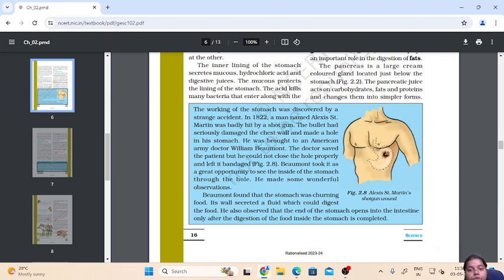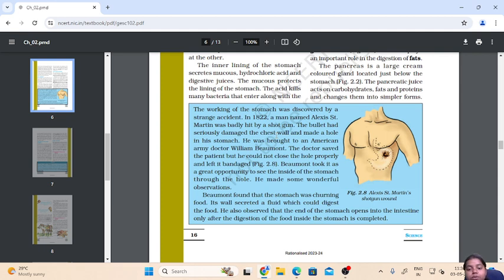In 1822, a man named Alexis Saint Martin was shot by a gun. The bullet had seriously damaged the chest wall and made a hole in his stomach. Then he was brought to an American army doctor, William Beaumont. The doctor saved the patient, but he could not close the hole properly, so he left it bandaged only.